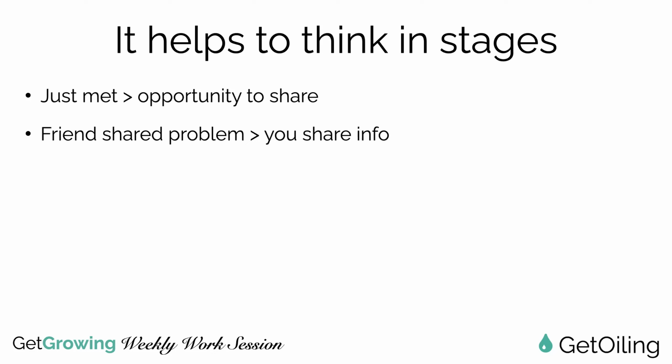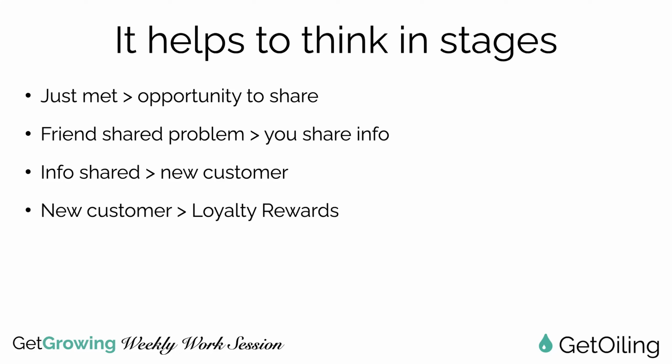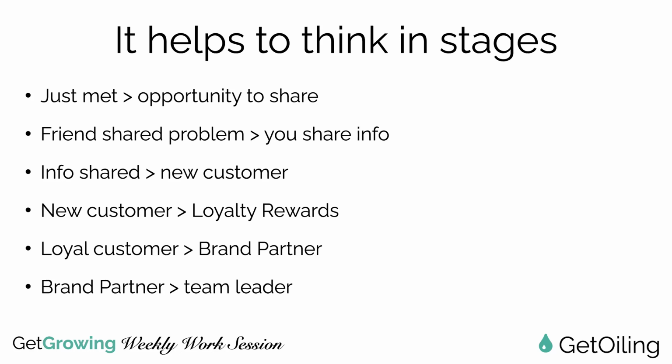We want to be making an outline where we list this. Stage one, up to the point of having an opportunity to share. Stage two is up to the point of having shared. Stage three, I've shared information. What is said? What is shared? What is done for that person to become a new customer? From new customer, we want them to be on loyalty rewards. It's another important stage. Another important stage, we want that loyal customer to see the benefit in sharing. And of course, that brand partner, we want to lead their team.